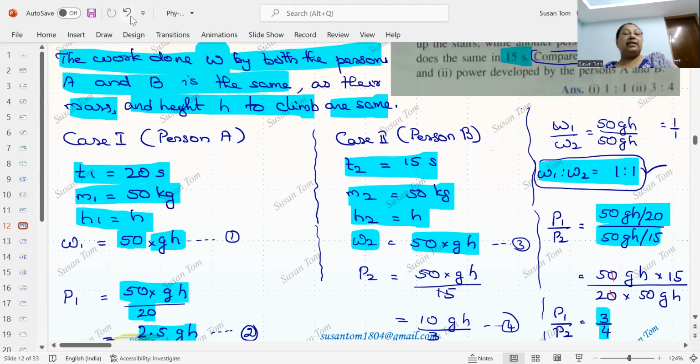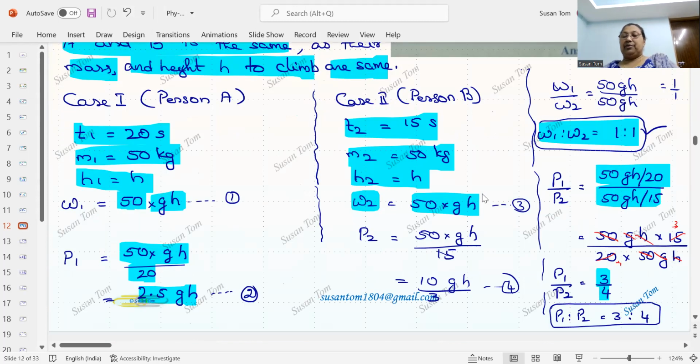Better, 50 and 50 directly we can cut, children. 50 and 50 you cut, G and G, H and H, 15 and 20, 3 by 4 you are getting. Yeah, P1 by P2 is 3 by 4. So P1 ratio P2 equal to 3 ratio 4 you have to mention.